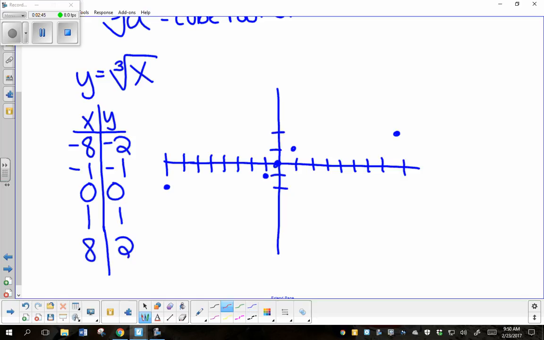So this graph, it's curvy, but it's kind of hard to see it. It looks like this. And it will keep going up and it will keep going down. It just is really gradual, because it takes a long time to get another perfect cube.